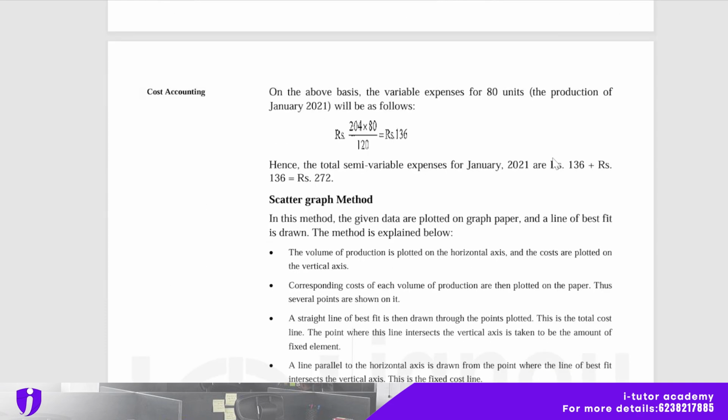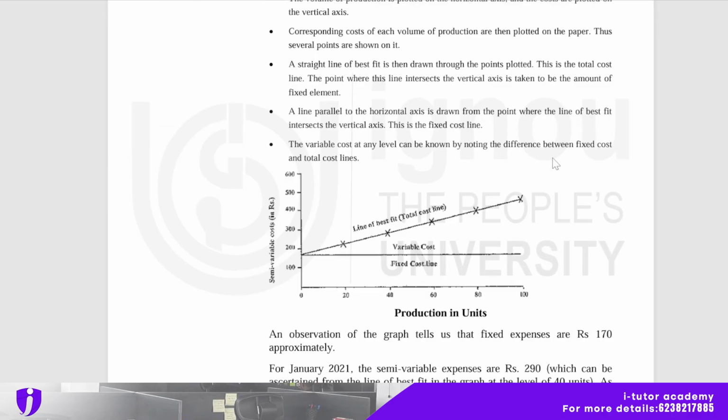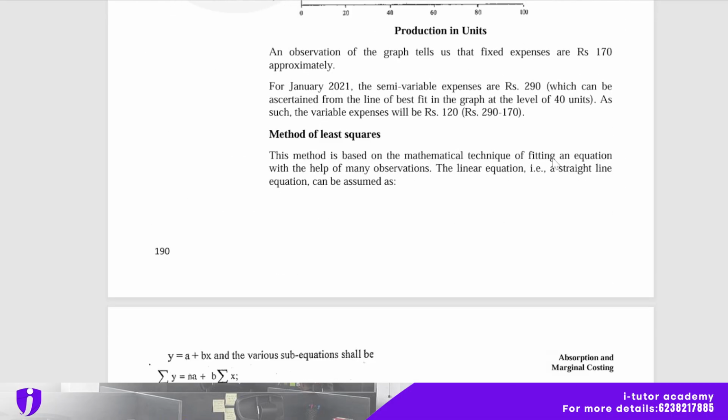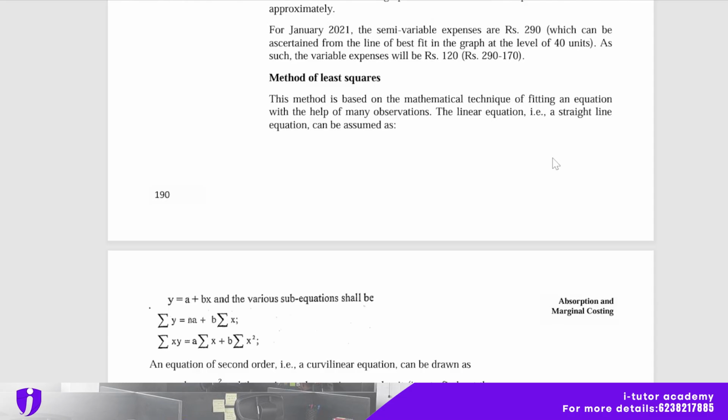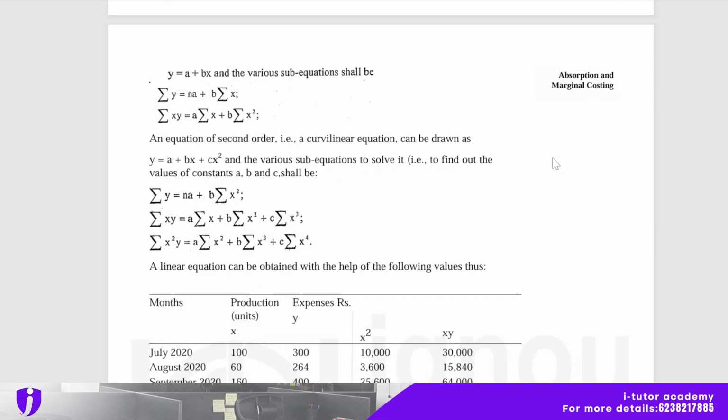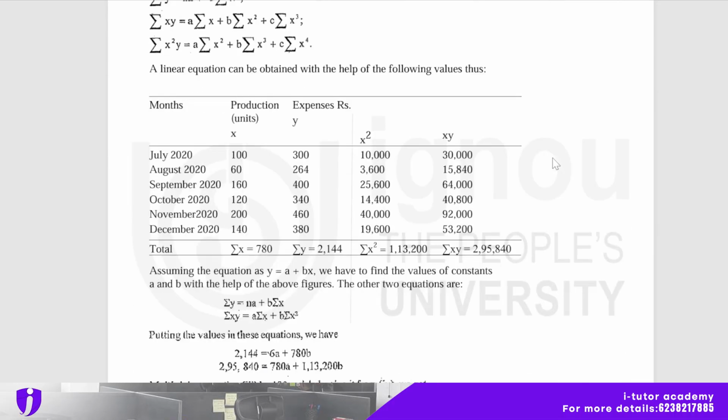And the scatter graph method also. So this is an example of that graph. And the method of least squares is here, and this method is based on the mathematical technique of fitting an equation with the help of many observations. So, a linear equation. So here is an equation based on marginal cost.